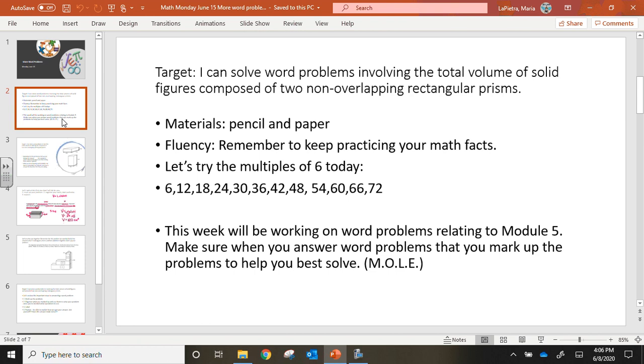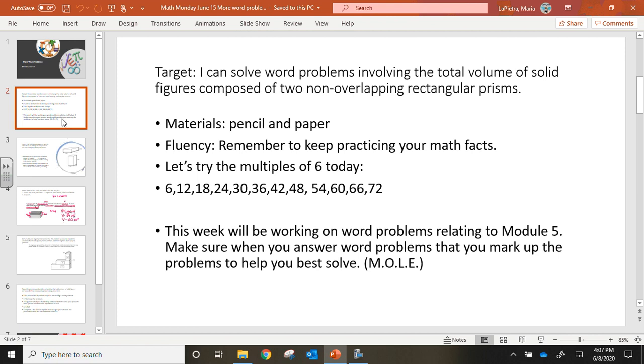So first, have your materials ready, your pencil and paper. For fluency, remember to keep practicing your math facts, and today we are going to do the multiples of 6. So ready, begin. 6, 12, 18, 24, 30, 36, 42, 48, 54, 60, 66, 72.